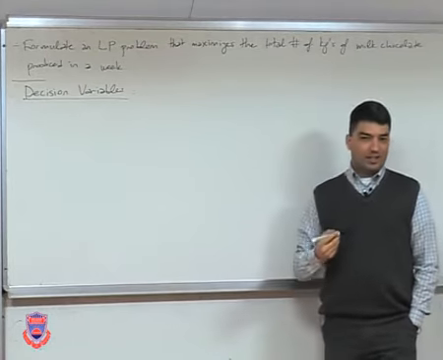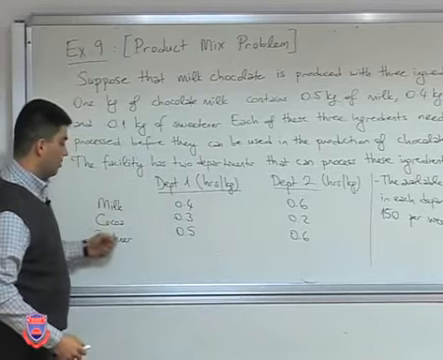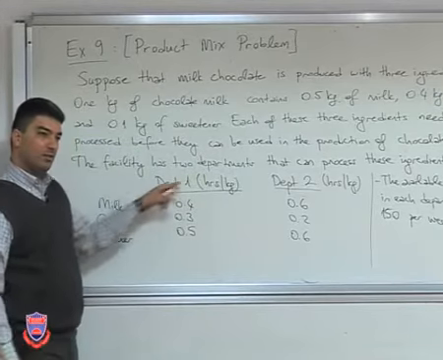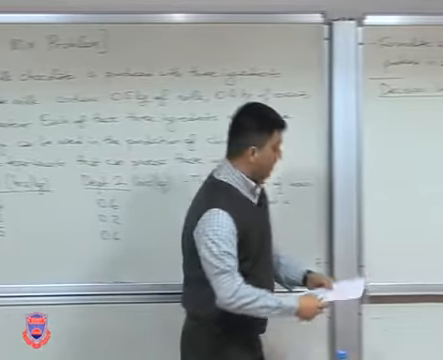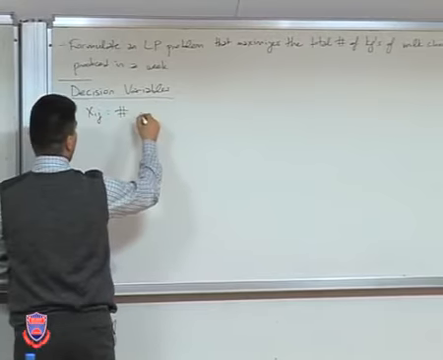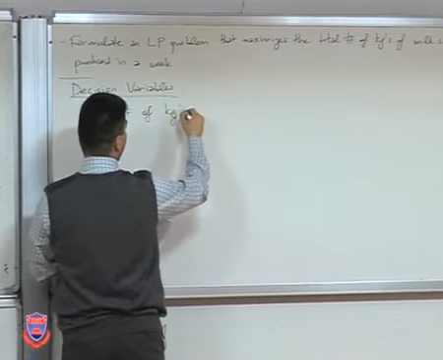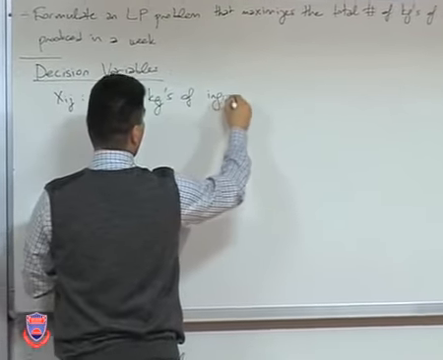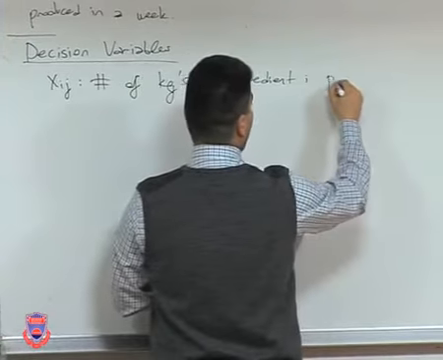So we could use Xij, right? Basically, because i refers to the ingredients, so i can be milk or cocoa or sweetener, and j refers to the department, so j can be equal to 1 or 2. So let's define our decision variables in that way. So Xij is going to be the number of kilograms of ingredient i processed in department j.